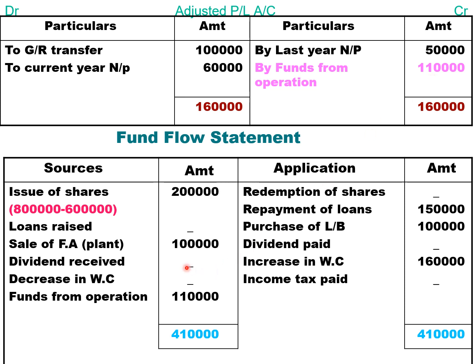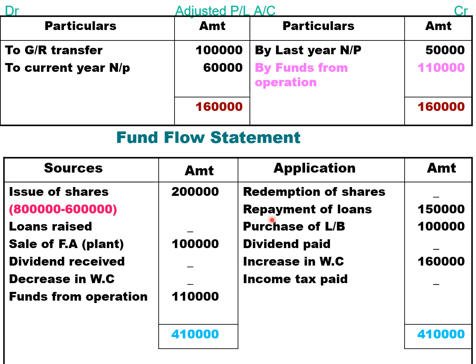Students, as I said, 6 items will come. Issue of shares 2 lakh. No loans are raised. There is a sale of plant 1 lakh. Dividend received not given. Decrease in working capital we don't have. We have an increase in working capital. And FFO 1 lakh 10,000. So out of 6 items, only 3 are found in our question.